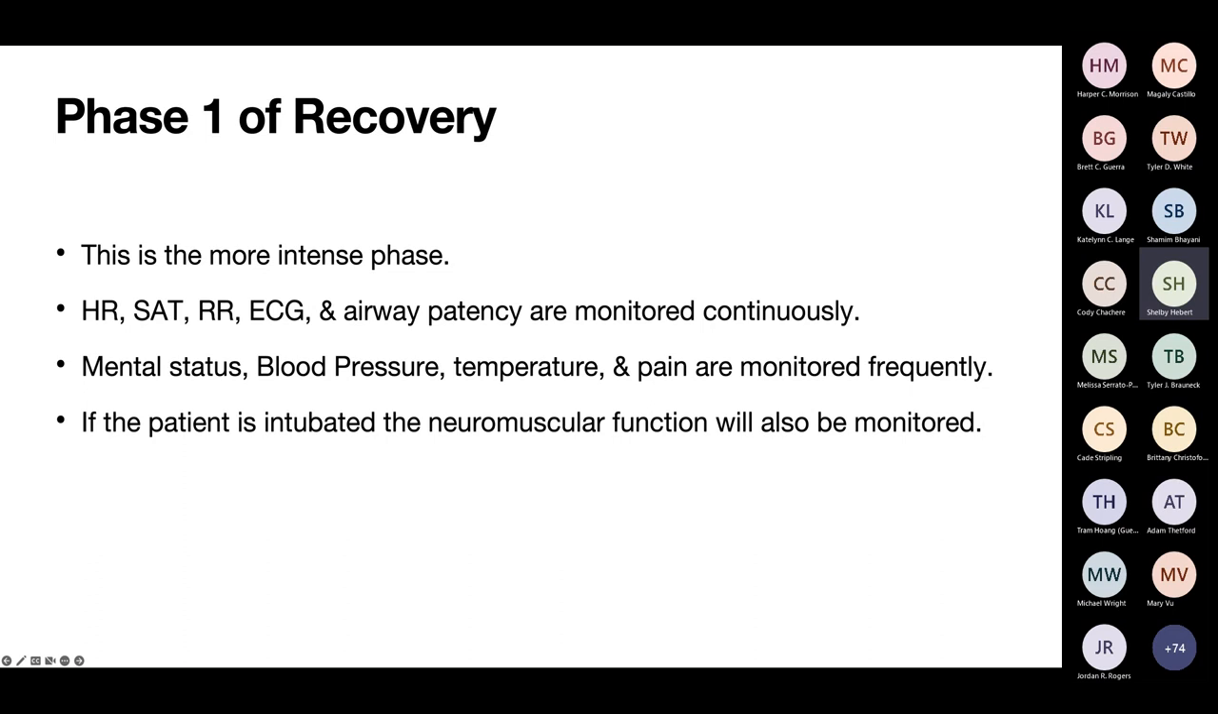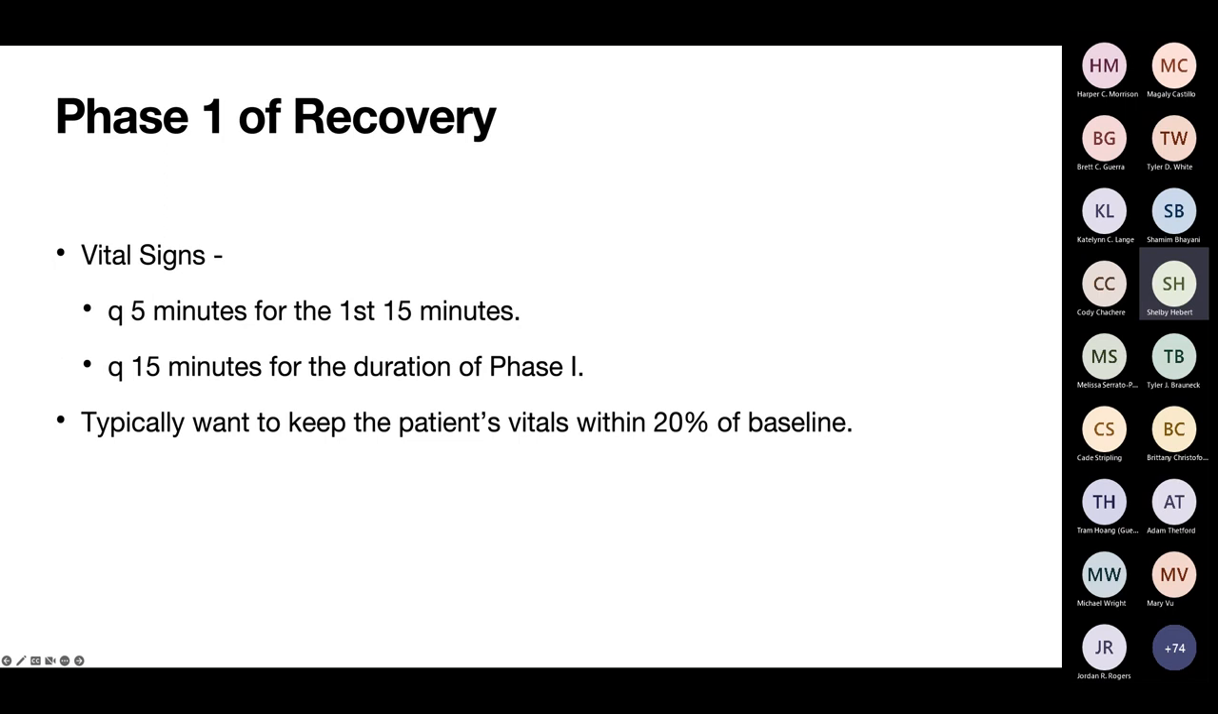A lot of times what will happen is it's kind of like blood product administration. They'll document vital signs every 5 minutes for their first 15 minutes, and then every 10 to 15 minutes thereafter. If the patient is still intubated, and like I said, sometimes they'll go to recovery still intubated, they may continue to do neuromuscular monitoring to make sure they've had recovery of that. So like I said, vital signs, generally it's Q5 minutes for the first 15 minutes and then every 15 minutes afterwards.